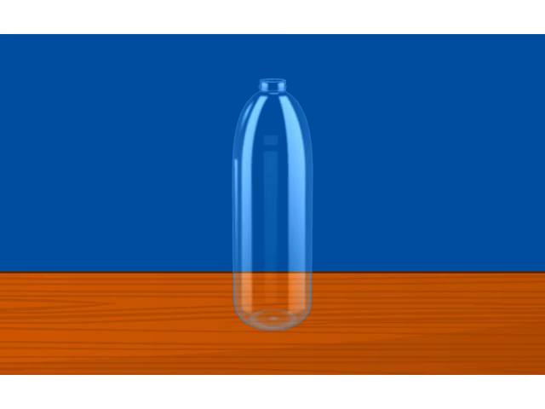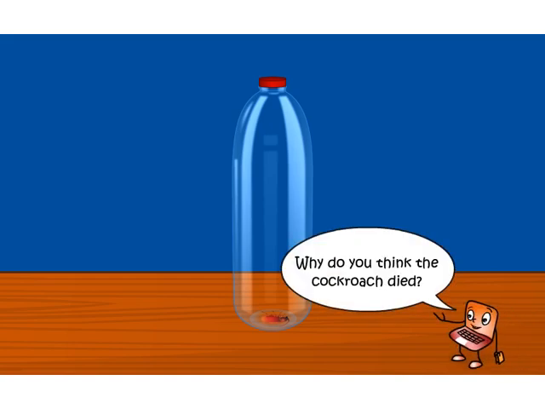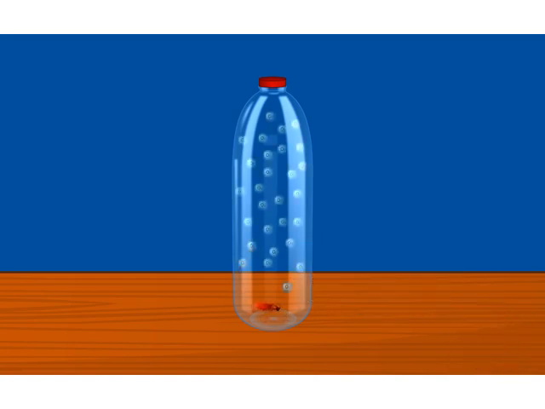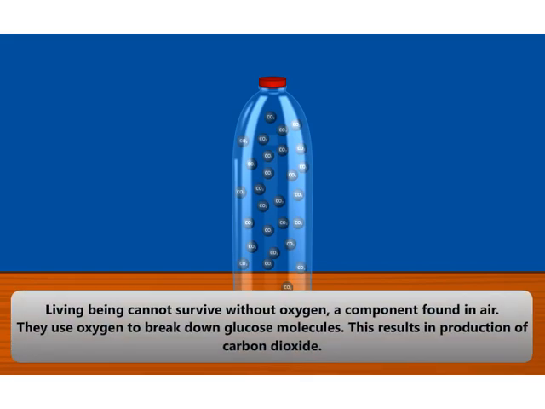Now, look at the experiment. Why do you think the cockroach died? The cockroach used up the existing oxygen in the container for respiration and produced carbon dioxide. Living beings cannot survive without oxygen, a component found in air. They use oxygen to break down glucose molecules. This results in production of carbon dioxide.